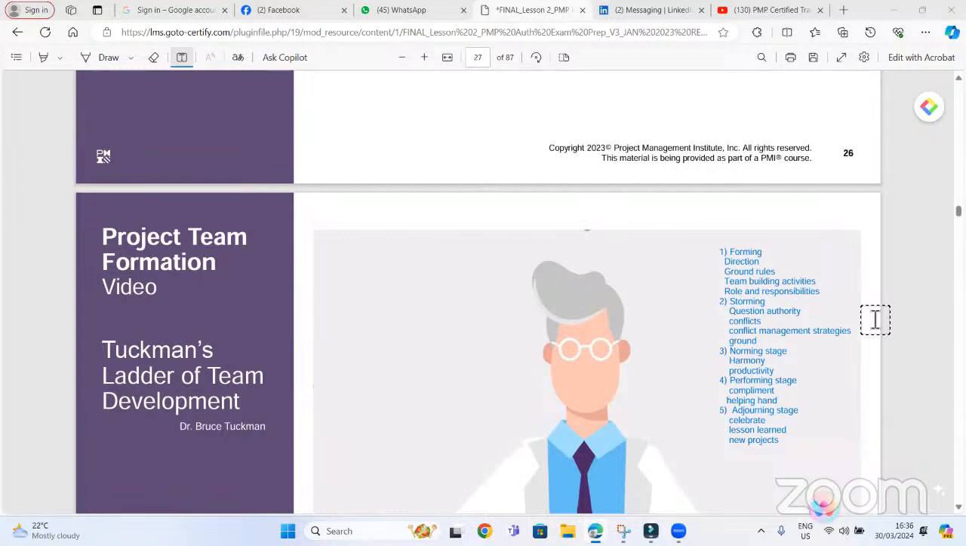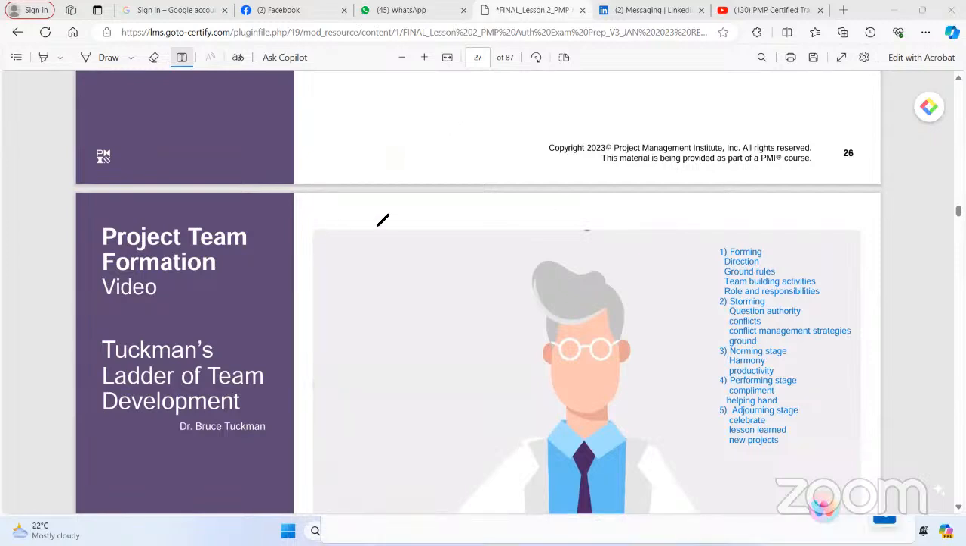Okay. Yeah. So two important things I touched on, which we will talk about in detail, are the ground rules, and then the conflict management strategies, which are very important from the PMP exam point of view. And overall, there would be some questions from these stages, where you would be given a scenario and you need to identify which stage the team is in.